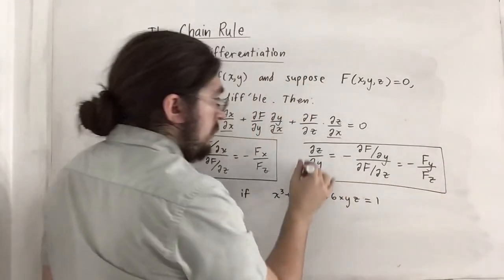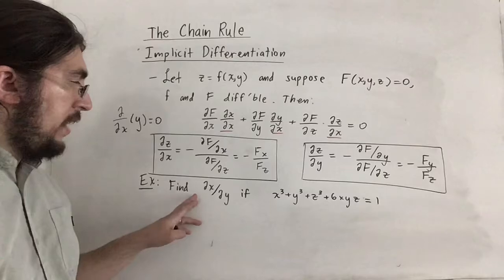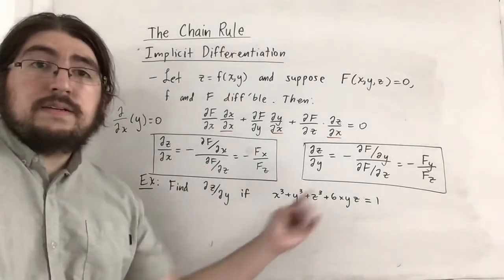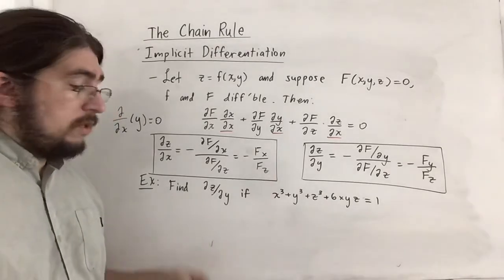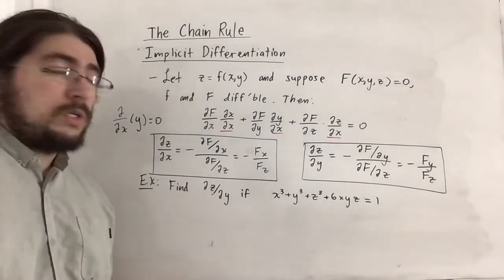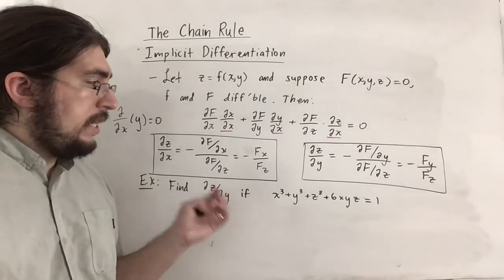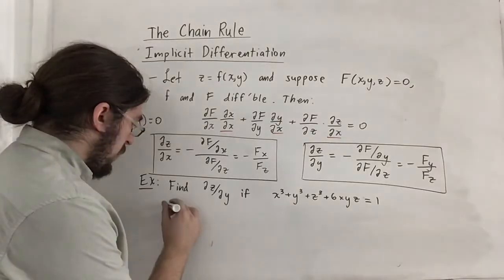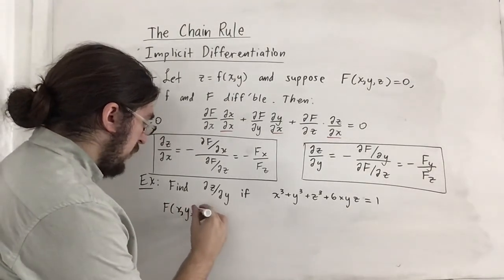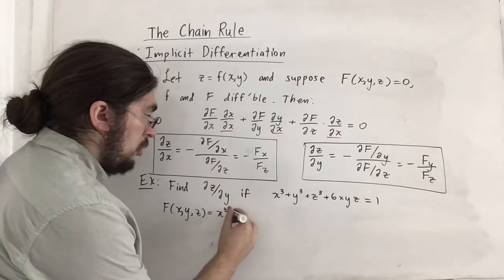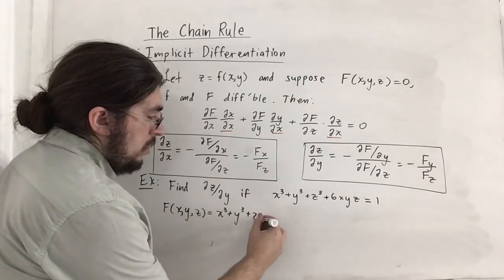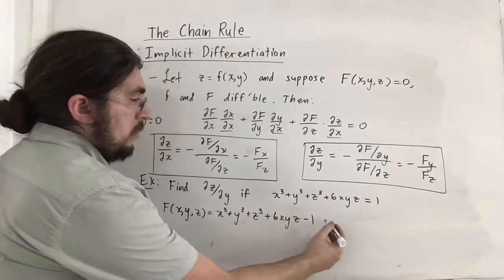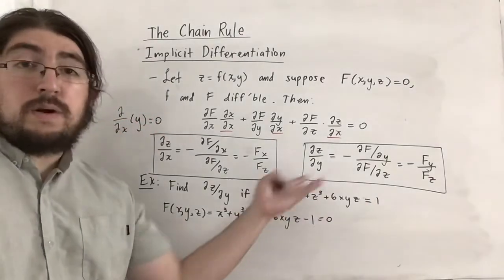Perfect. Now for this example, I'm just going to find partial z partial y, that was a typo, there we go, of this expression here. So this is, again, implicit, but it's with partial derivatives now. So we're going to need our capital F of x, y, z function, which notice is just subtracting 1 to the other side. So our capital F of x, y, z must be equal to x cubed plus y cubed plus z cubed plus 6xyz, and then minus 1. Because notice that will indeed give us 0, because just subtracting 1 gives you 0.